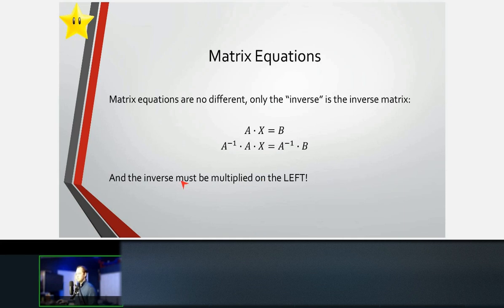Oh, also note, I should have really highlighted this. When you multiply both sides by the inverse of matrix A, it must be to the left. So the inverse is to the left of matrix A, and the inverse is to the left of matrix B. That is super important. Remember that. Write that down. So when multiplying by the inverse, it must be to the left on both sides.